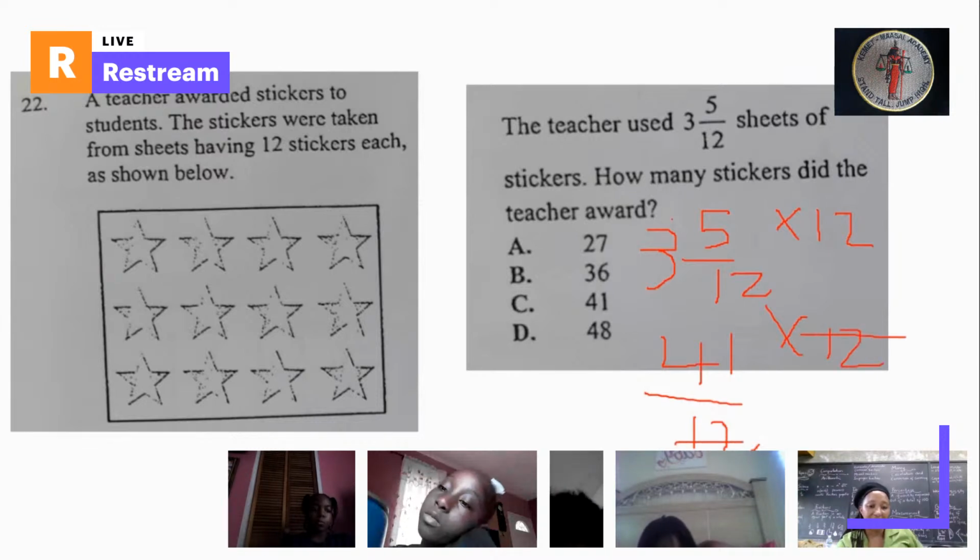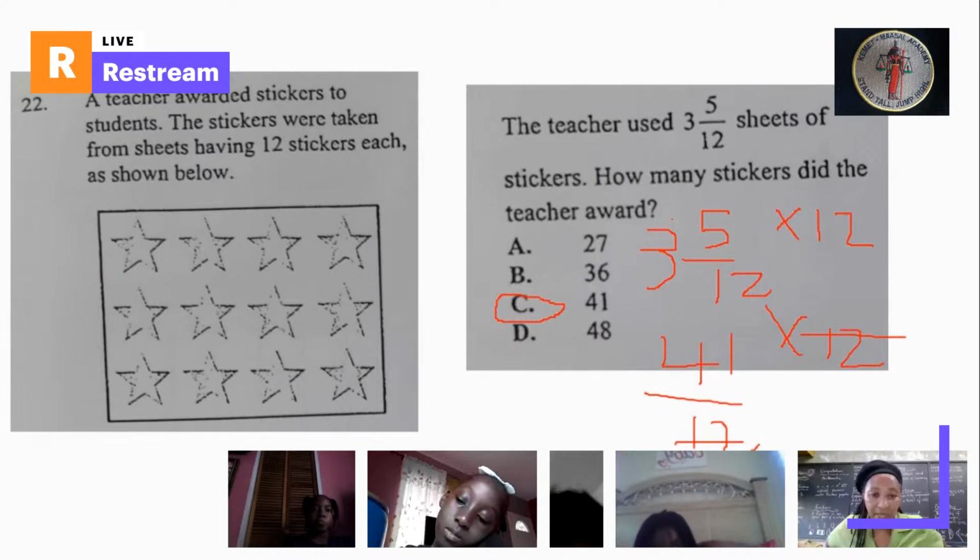So Madison's method was, she's saying, okay, it's 3 whole sets and each set has 12. So 3 whole sets times the 12, that would be 36. And then she adds the 5 stickers out of the 12, so just 5, and she got the 41. And my method was just to say, okay, so it's 3 and 5/12 sheets, so just multiply that by the number of stickers in each sheet.